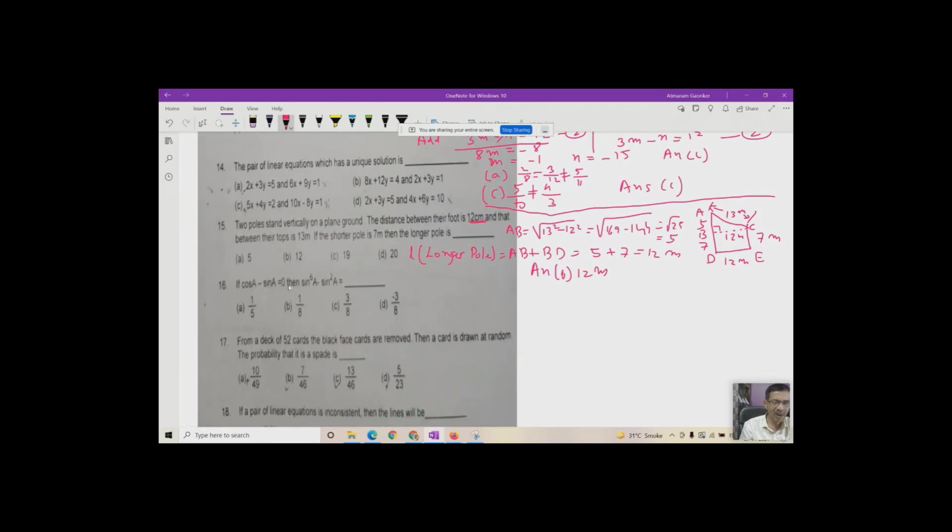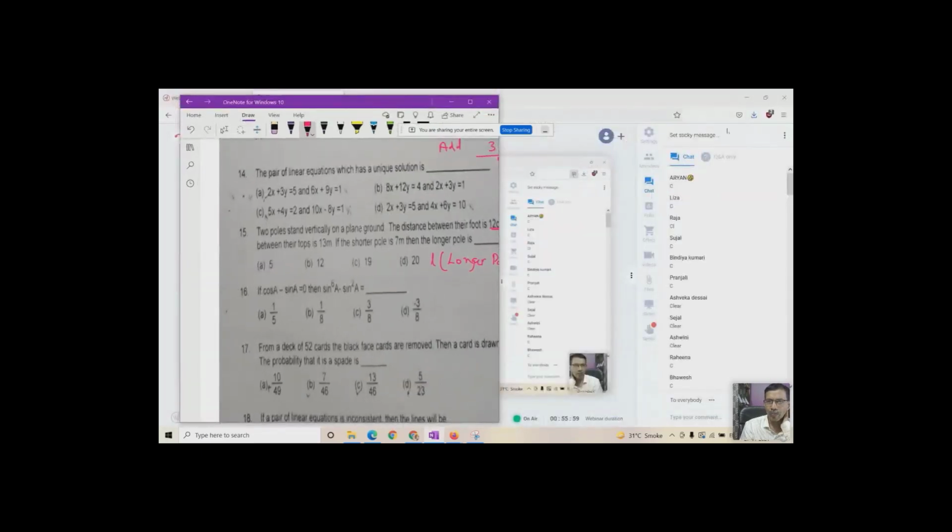Cos A minus sin A equal to 0. Then what is sin raised to 6 A minus sin square A? So in this, those who could do this question, please type the answer in the comment box. And those who want me to solve this, please write 16 in the comment box. Let me check the response from you. Yes, minus 3 by 8, that is D, is the correct answer.